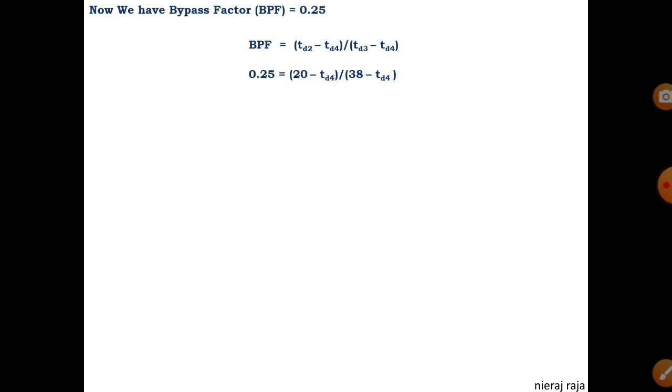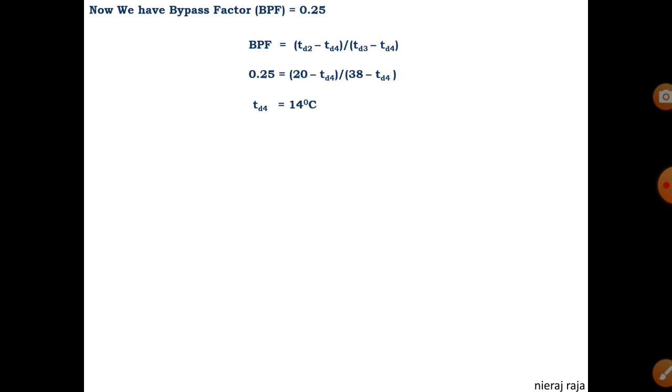We have 0.25 as the bypass factor, TD2 is the indoor condition, the exit temperature of the air when it comes out from that cooling coil, and TD3 is 38 degrees Celsius, not 40. 40 it was before humidifying, but after humidifying you got point number 3 where the temperature is 38 degrees Celsius. Accordingly, you can calculate the surface temperature of the coil as 14 degrees Celsius. Means the coil temperature was 14 degrees Celsius. Over that coil there is a flow of air at 38 degrees Celsius, and when the air comes out from that coil, it is at 20 degrees Celsius, which is the required condition.